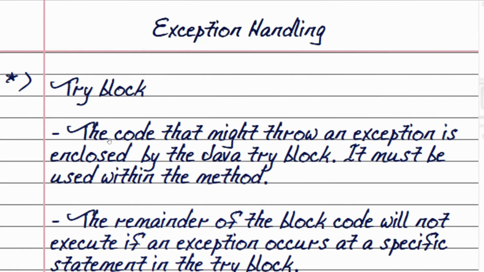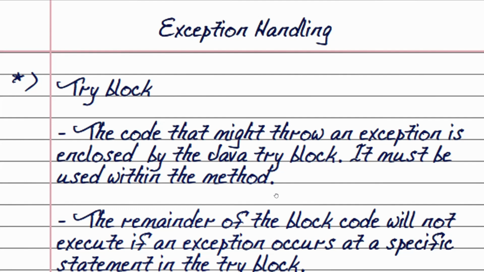So let's start. The code that might throw an exception is enclosed by the try block, and it must be used within the method. The code that might give an error, the suspecting statement or let's say the risky code, we enclose that code in the try block. It is used within the method.